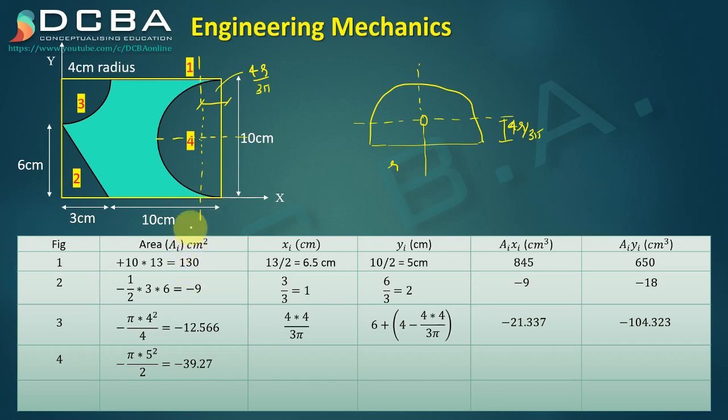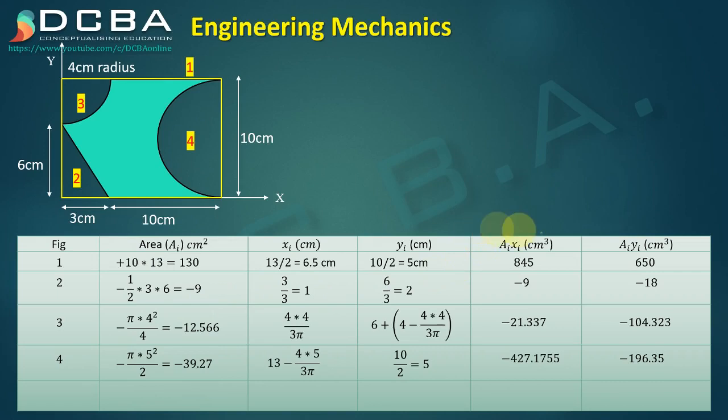So x bar we want from this point O, so it will be this 3 plus 10. When we add this 3 plus 10, we reach at this line, then we subtract 4r upon 3 pi, we reach to this axis. So that is the axis that we want, that is the centroidal point axis, right? So it is 13 minus 4r upon 3 pi and yi is from point O, it is directly 10 by 2, which is 5. So AiXi and AiYi we get, then we add all our areas, we will get summation Ai, and then we add all the summation AiXi and summation AiYi.